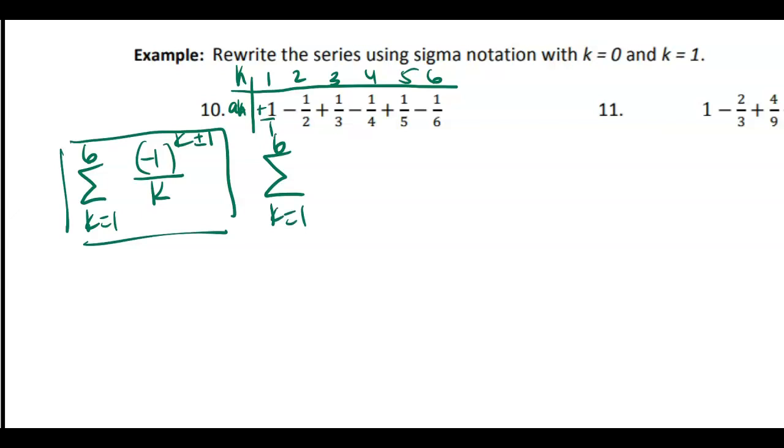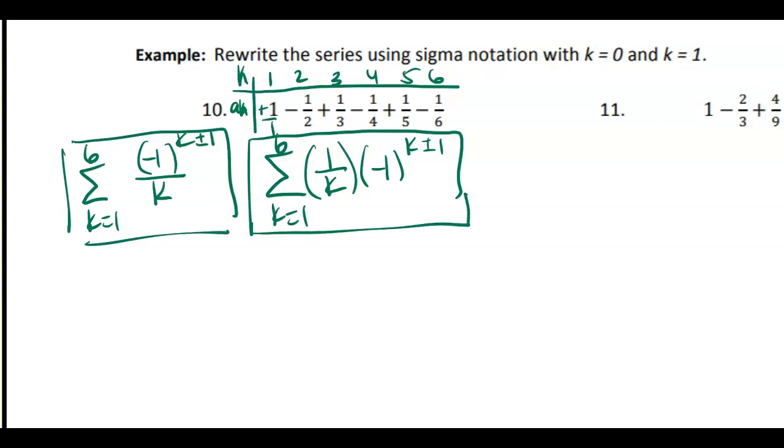Another way you could write this is 1 over k. So we could take that 1 over k like we just saw, and we can multiply it by -1 to the k plus or minus 1 power. You don't have to put both of those plus and minus. I'm just telling you that you can pick one or the other. So either put k plus 1 or k minus 1. On your tests and quizzes, don't put both.